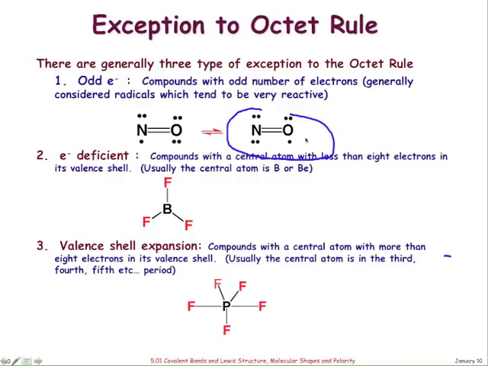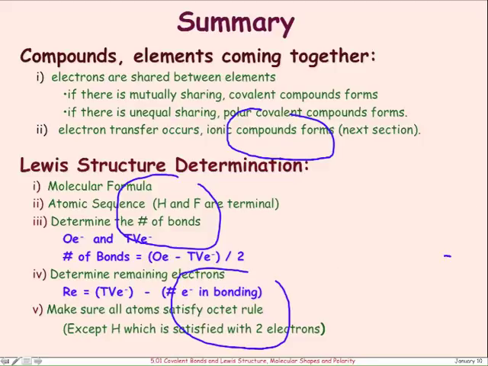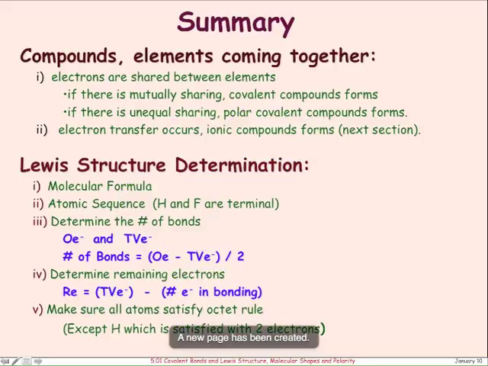There are exceptions to the octet rule, a lot of exceptions. Sometimes, like boron and beryllium, they're satisfied with 6 or 4 electrons, which violates the octet rule. When you have elements in the 3rd period or lower, they use their d orbitals and can have more than 8 electrons. So these are just examples of chemicals that violate the octet rule. In summary, when you draw the Lewis structure, remember that compounds are formed when electrons are shared or transferred between atoms so that they have the same number of electrons as, say, a noble gas.